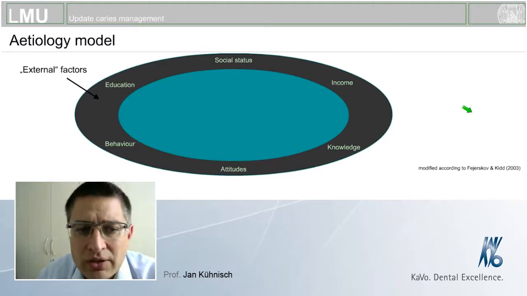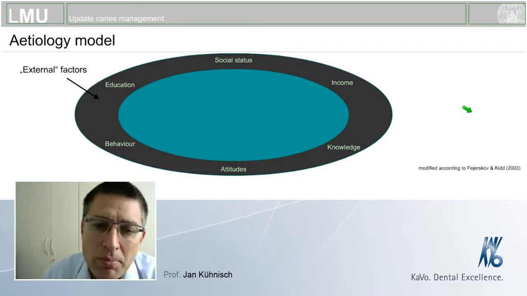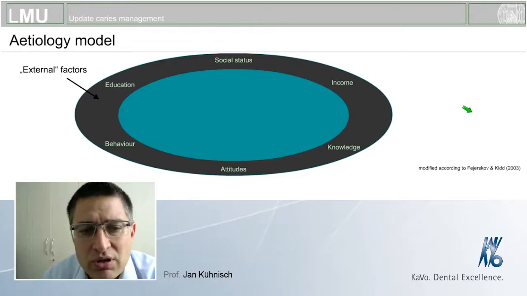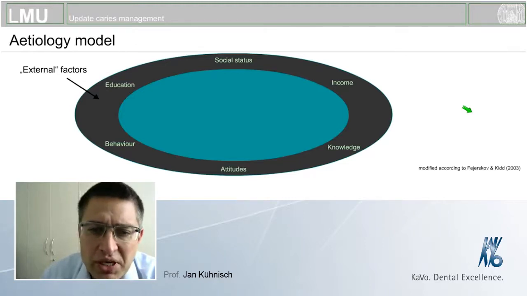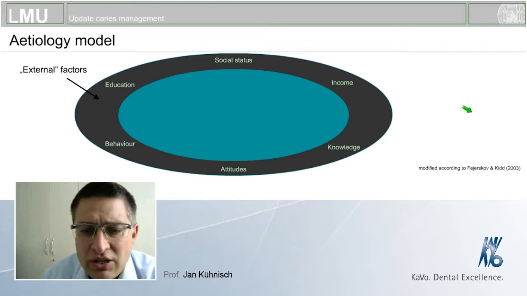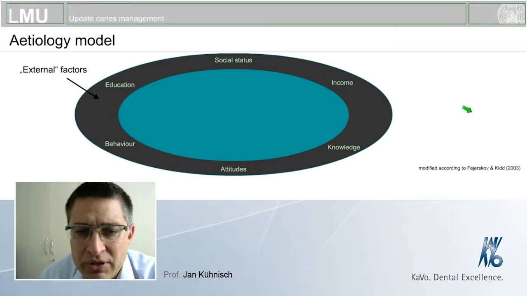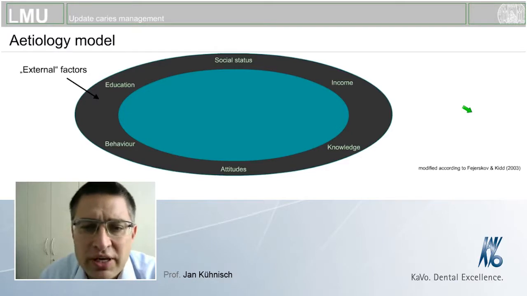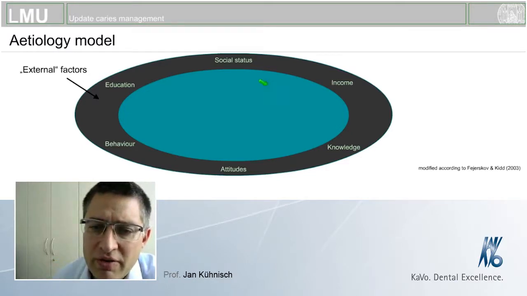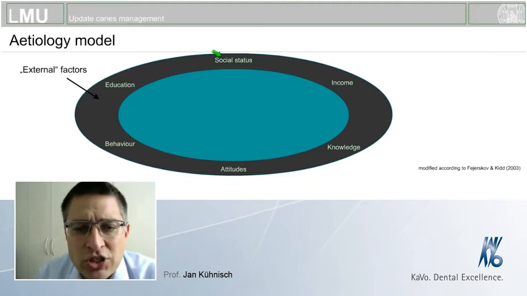I would like to talk about the etiology. What are the factors for getting caries and caries progression, and what makes the situation worse or better? And then we should talk first about the so-called external factors, the factors which are influencing the social status, the educational status, the attitudes and the knowledge. And there's a simple paradigm which has to be repeated, which was repeated over the years in many, many studies, that the social status is a very important variable, and a high educational and a high social status is significantly linked with much better dental health.